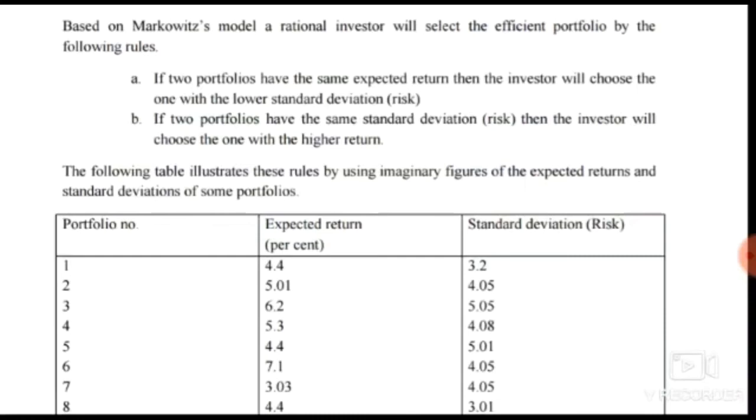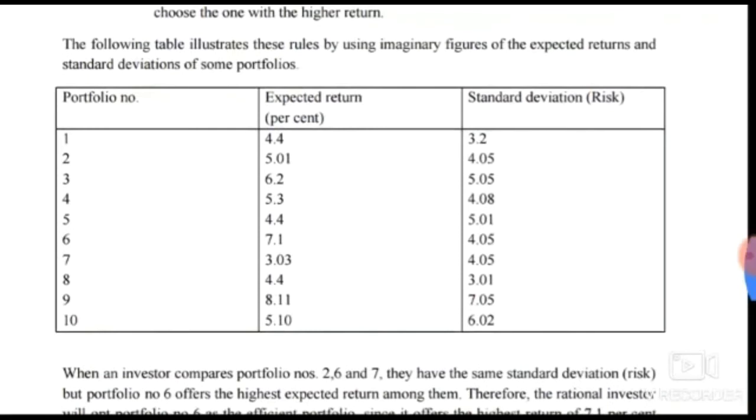And second rule: if two portfolios have the same standard deviation, the investor will choose the one with the higher return. That is, if portfolio A has 20 return, portfolio B has 10 return, and both securities' standard deviation is 10, then the investor will choose the portfolio giving the greatest return of 20 at the level of risk of 10. The following table illustrates these rules by using imaginary figures.